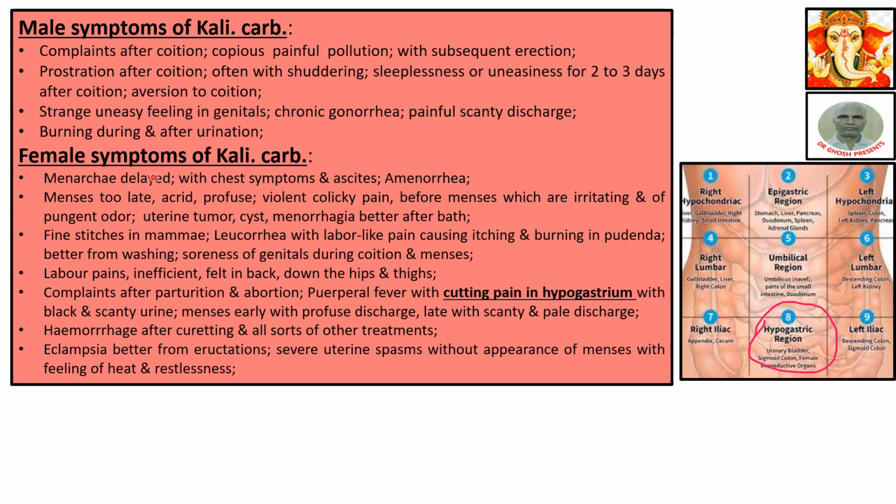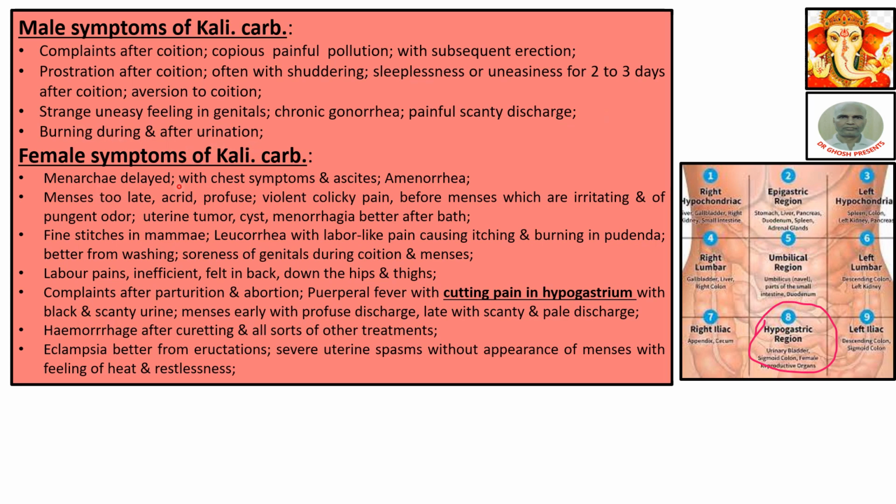Male symptoms of Kali Carb. Complaints after coition, copious painful pollution with subsequent erection. Prostration after coition, often with shuddering, sleeplessness or uneasiness for 2 to 3 days after coition. Aversion to coition, strange uneasy feeling in genitals, chronic gonorrhea, painful scanty discharge, burning during and after urination.